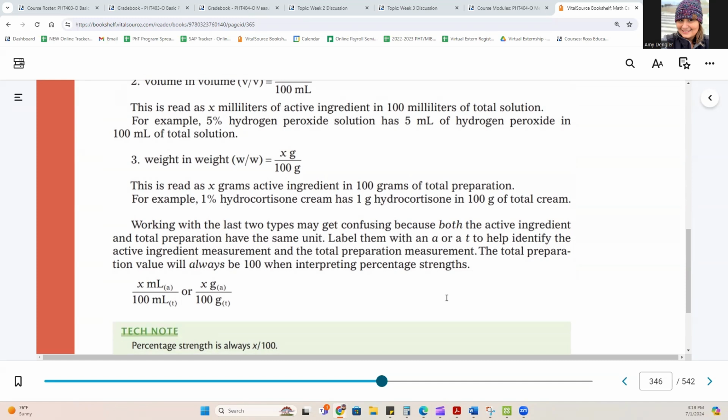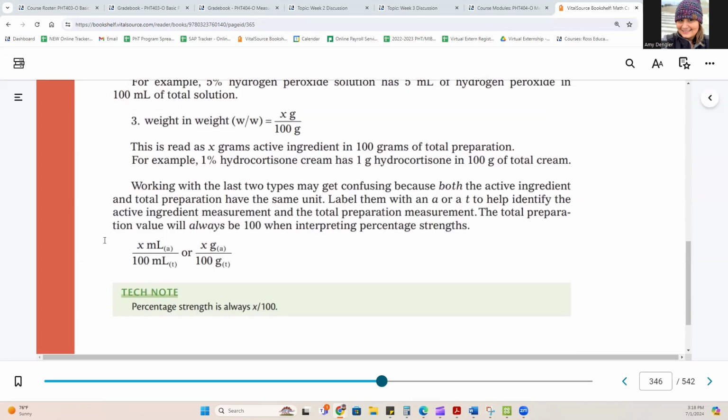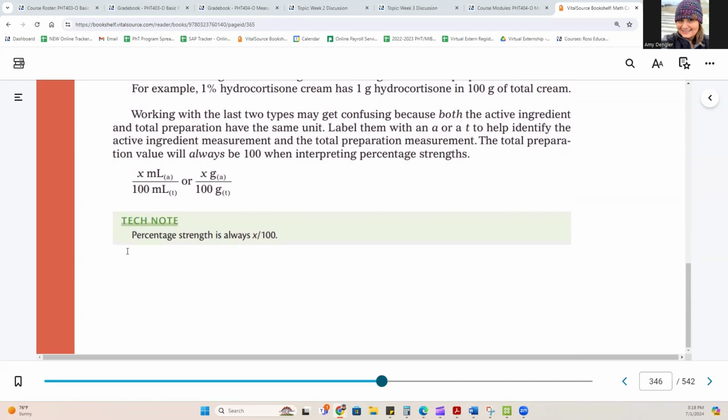Working with the last two types may get confusing because both the active ingredient and total preparation have the same unit. So this just tells you a way to label them to help identify which one's which. And just remember, a percentage strength is always X out of 100 because percentages are always out of 100. It can never be more than 100%. I mean, there can be in some of our business math type problems, but for us, 100% is the highest.